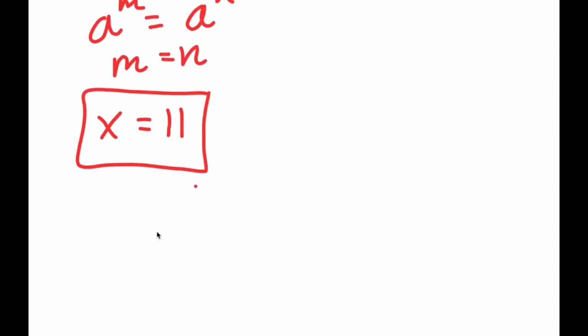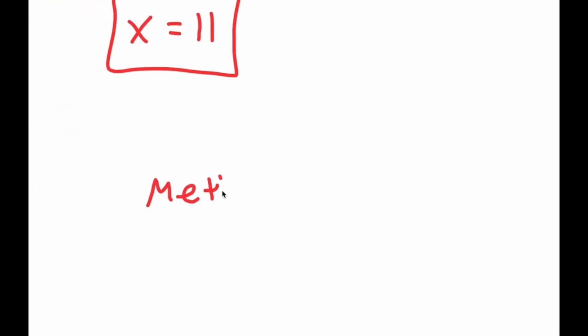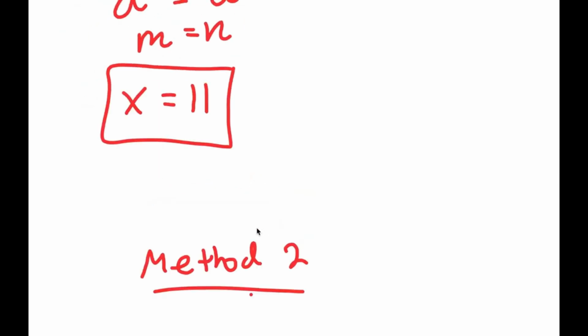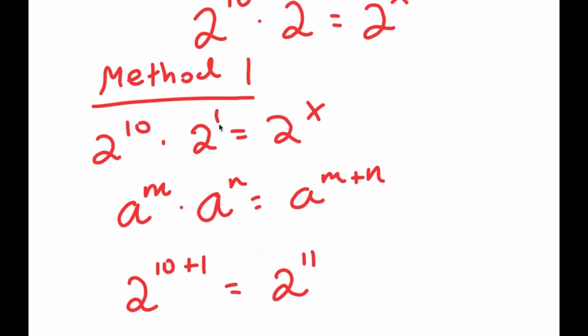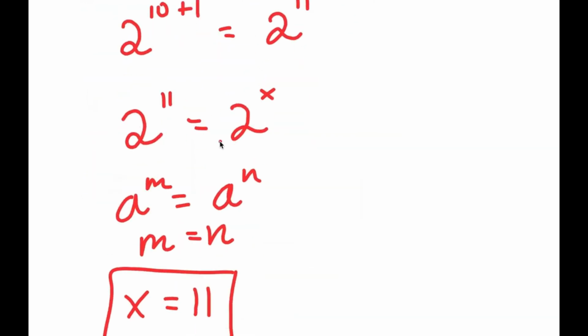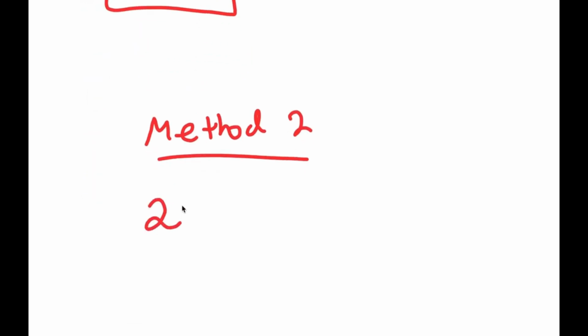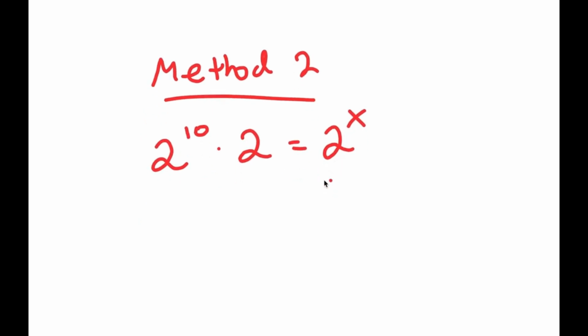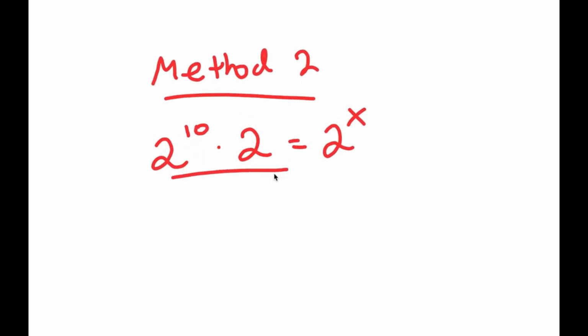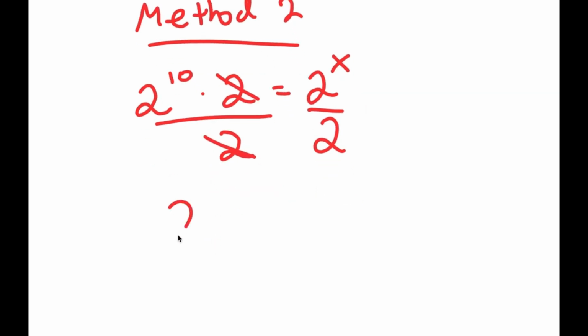Now, method 2 of solving the problem from this step right here. So I have 2 to the power of 10 times 2 is equal to 2 to the power of x. Now, instead of multiplying by 2, I'm going to divide by 2 on both sides. So then these two cancel out, and I get 2 to the power of 10 is equal to 2 to the power of x over 2.